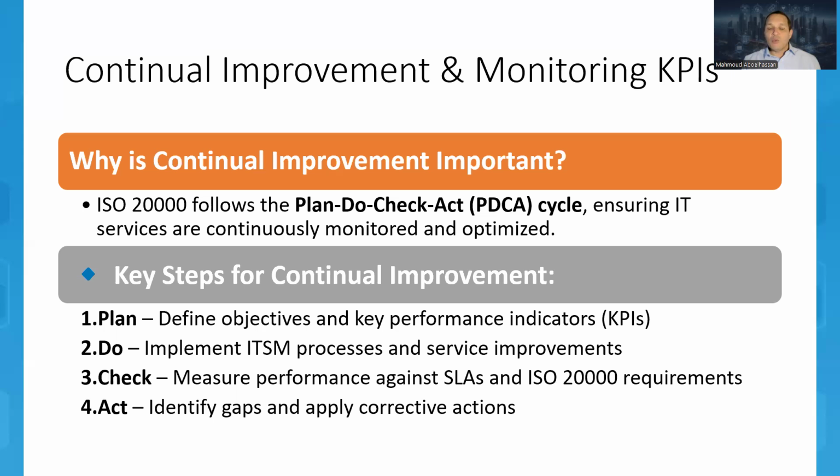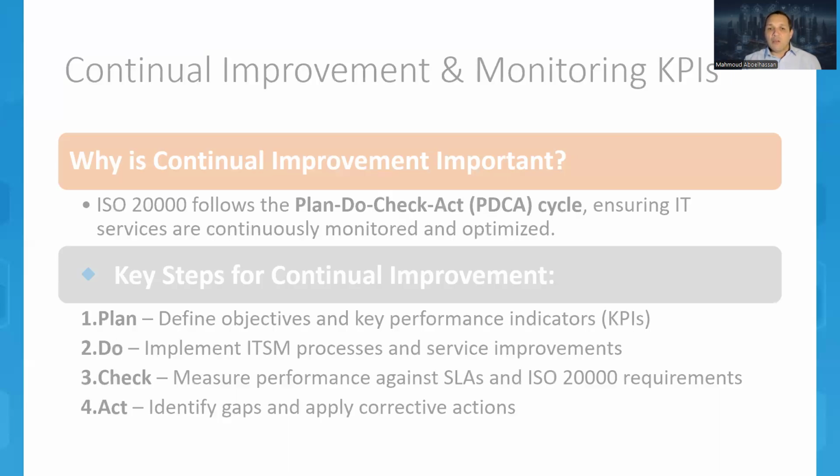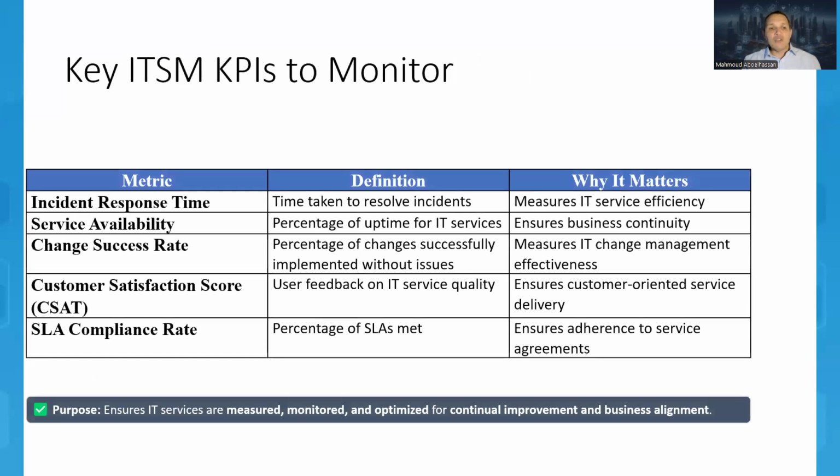Plan is to define the objectives and the key performance indicators. Do is to implement the IT service management processes and service improvements. Check is to measure the performance against the service level agreements and ISO 20000 requirements. Act is to identify the gaps and plan for the corrective actions and implement them.